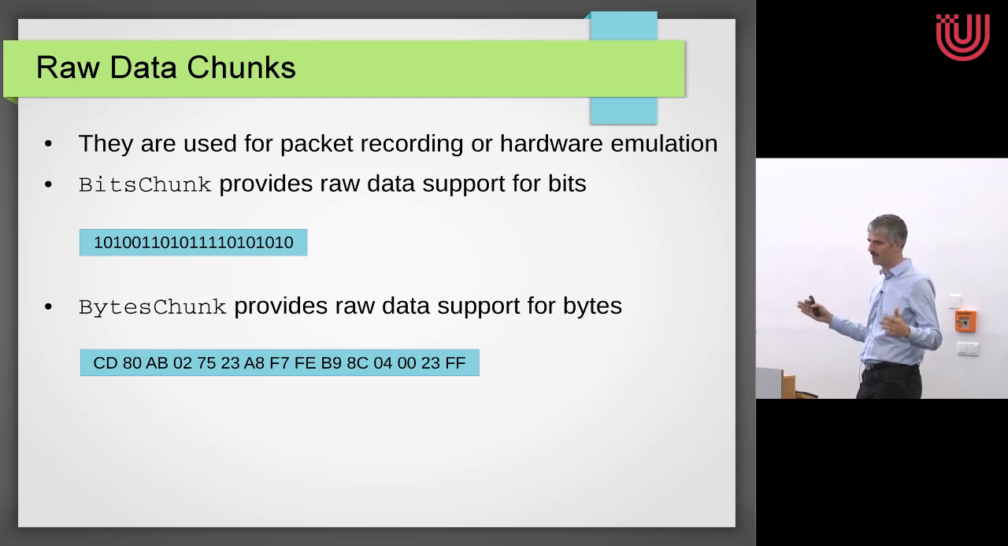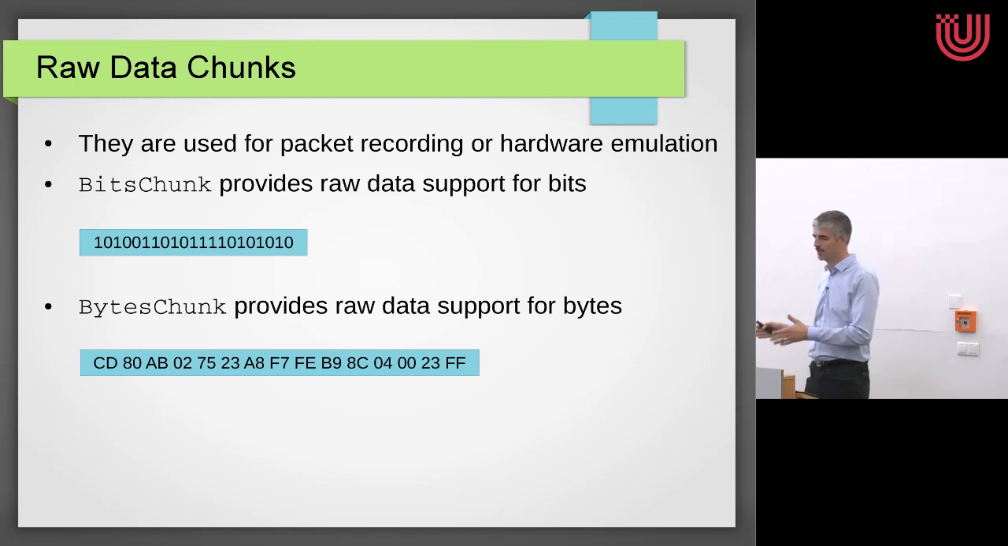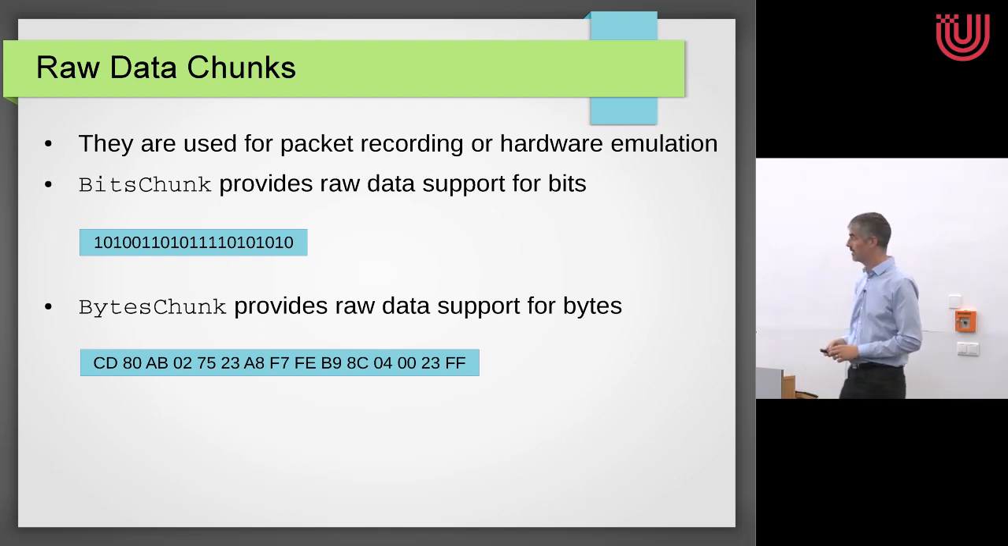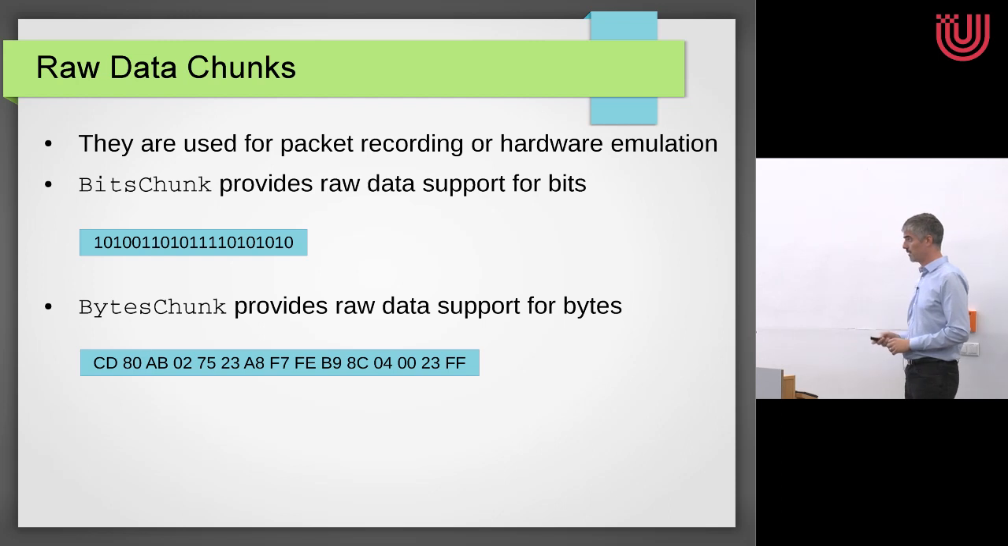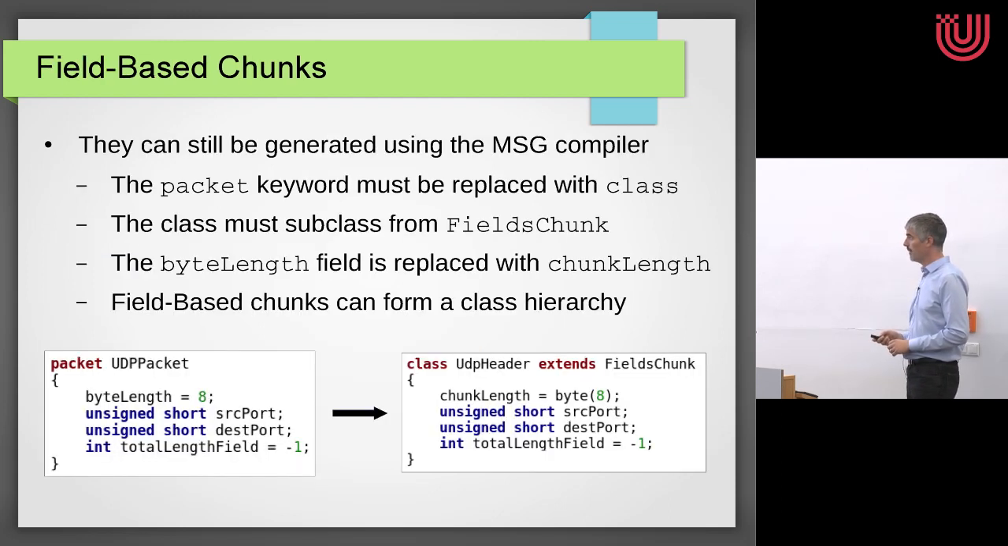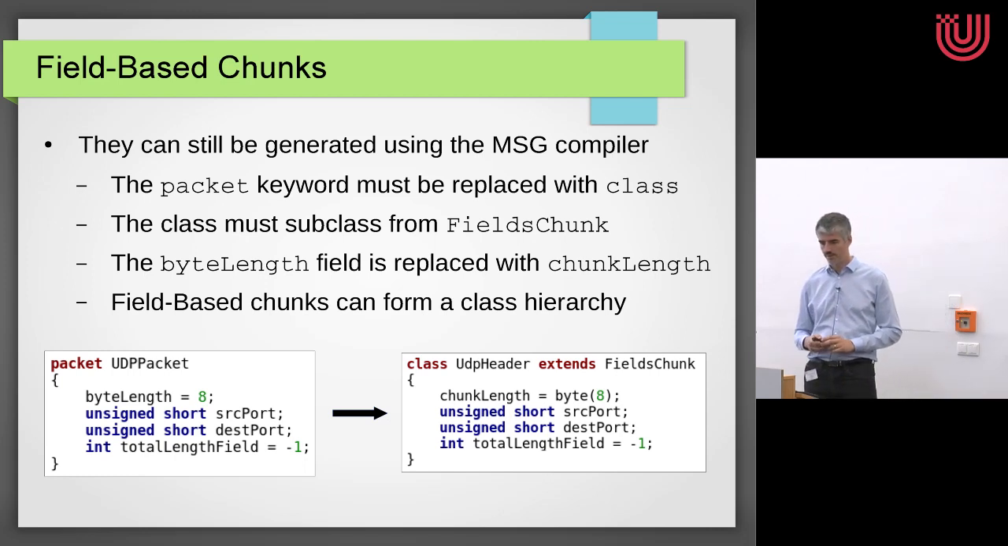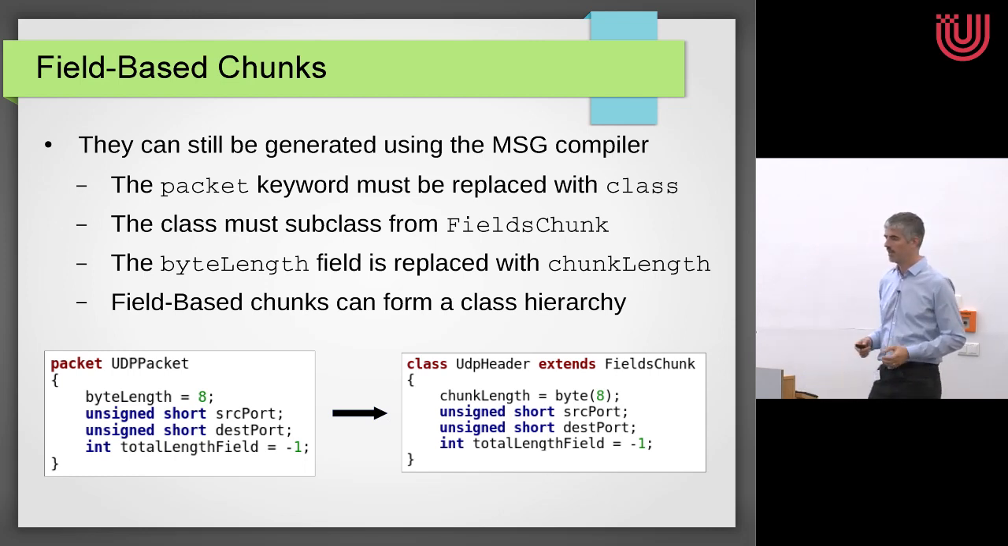In terms of length, the bytes chunk is also bit precise, but in length it's byte aligned. So these are used for emulation. And then we have the old field-based chunks, which can still be generated from the message compiler. The difference between the old packet and the new chunk can be seen here.